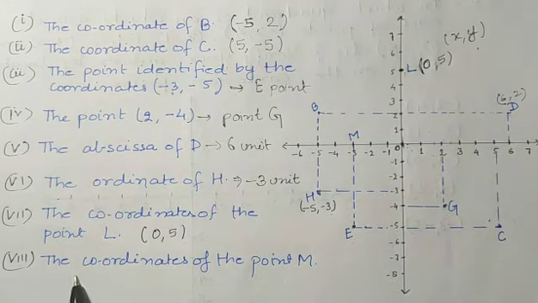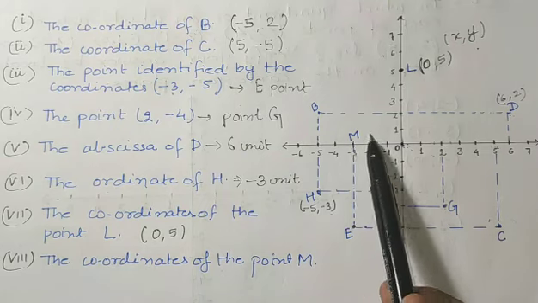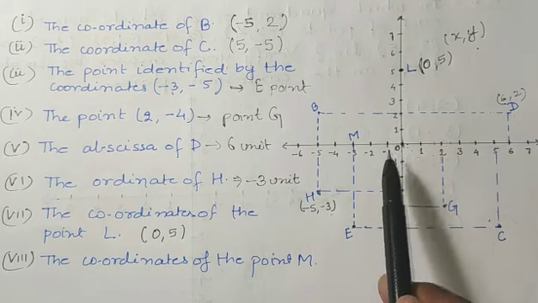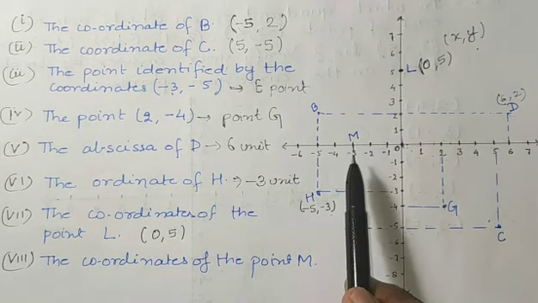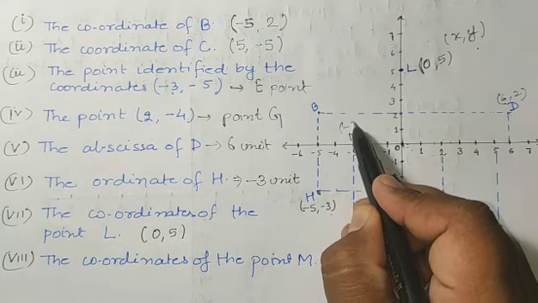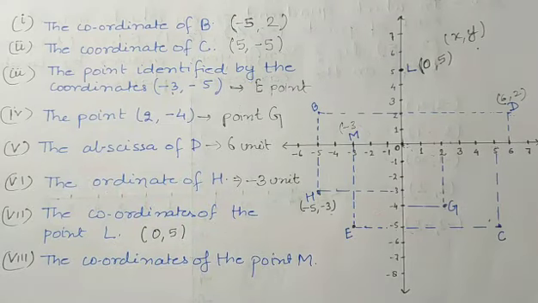Now 8th part is what is the coordinate of point M? So in figure, students, where is the point M? The point M is here. Okay, now in x direction this point M has traveled -3 unit, so its abscissa will be -3. But what about its ordinate?